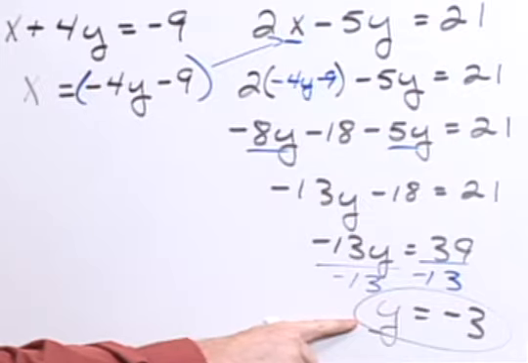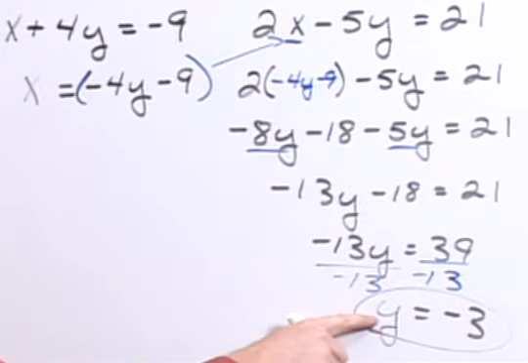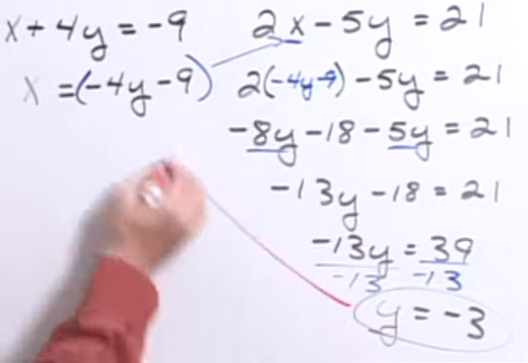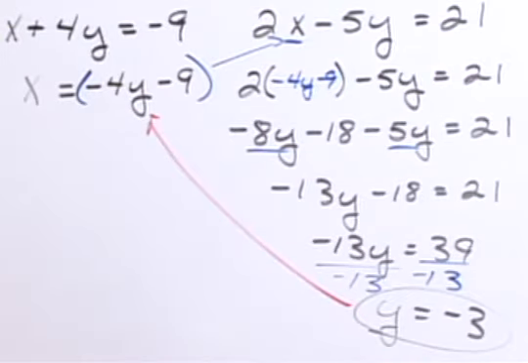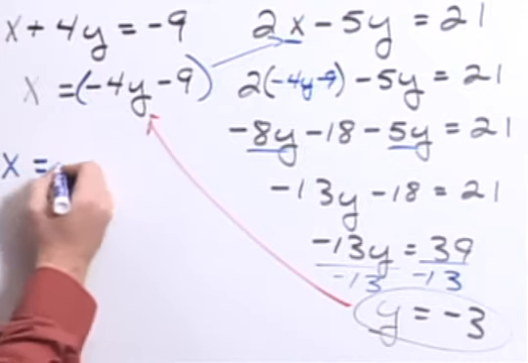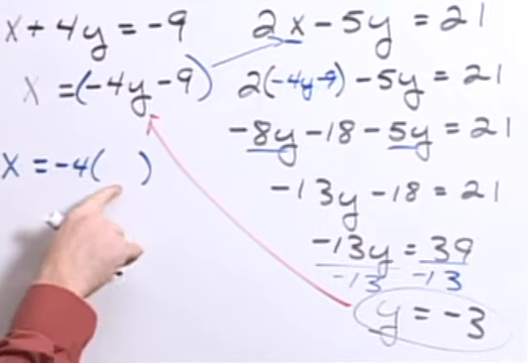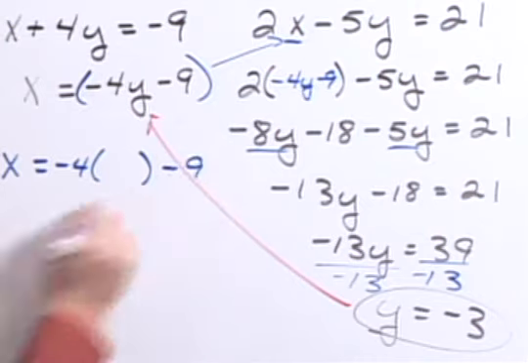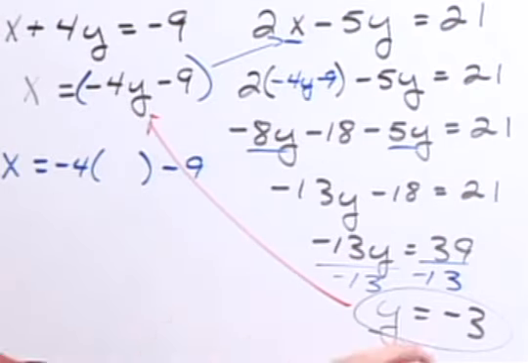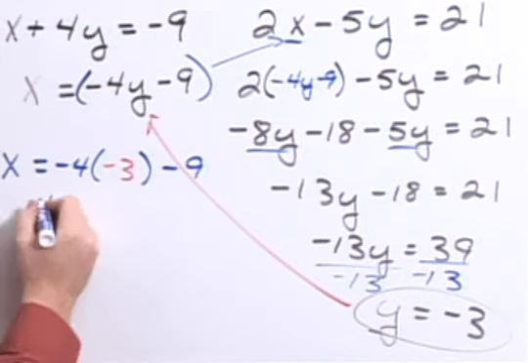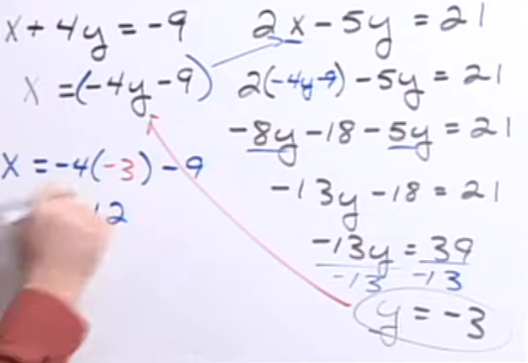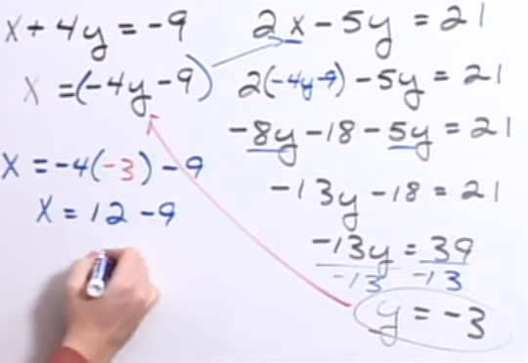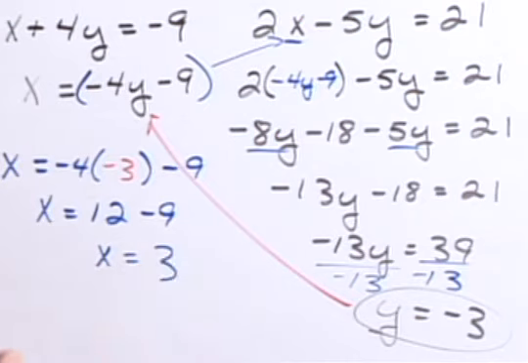But since we want the solution to the system of equations, I need not only the y, but the x as well. I can use another substitution by substituting this value of y into my first equation. That would give me x equals negative 4, and I'm going to put an empty set of parentheses, minus 9. What goes in there would be negative 3. Simplifying this gives me x equals positive 12, negative times a negative, minus 9, or x equals 3.